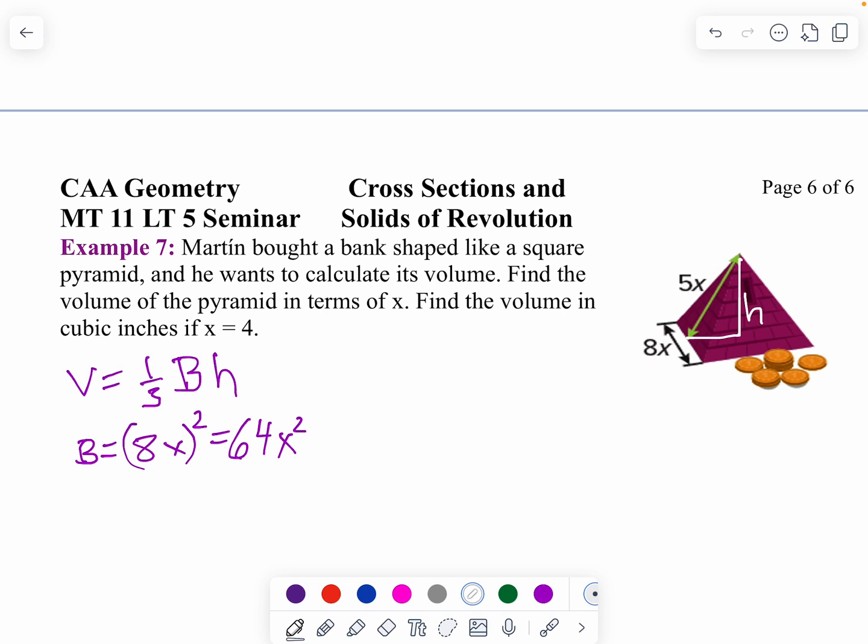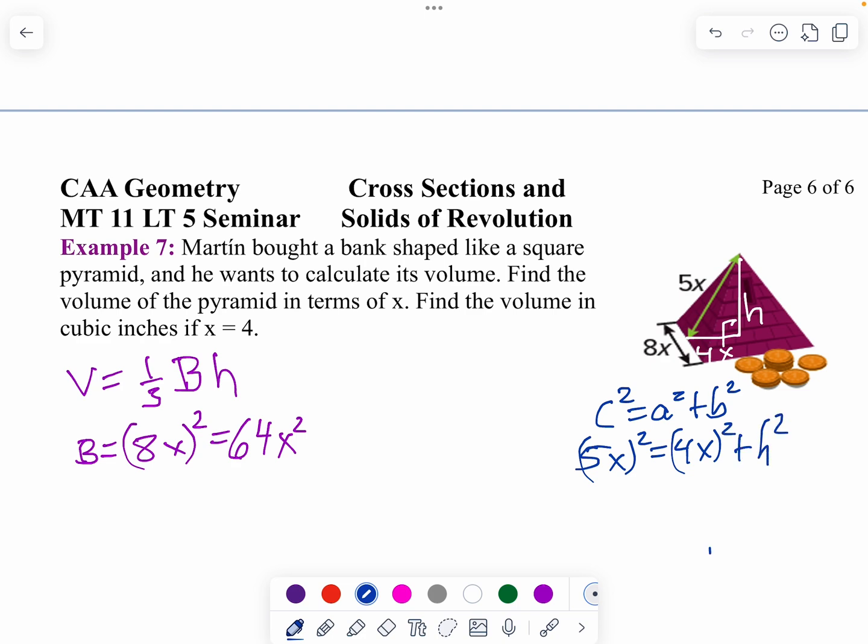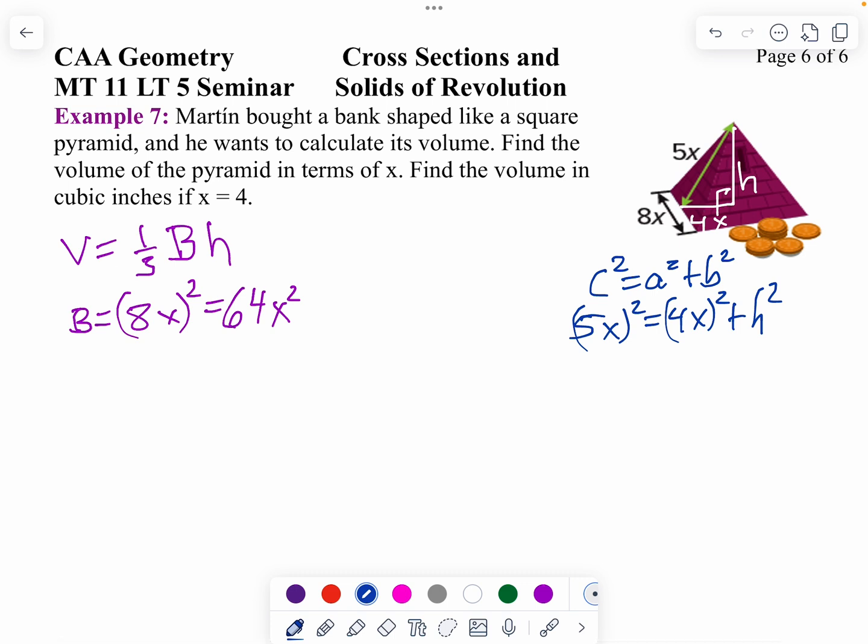Now, if I look at my triangle here I just drew, and I drew in the height at a 90-degree angle. Since it's a square, I know I'm going to go to the center, so it'll give me 4x. And in this case, my hypotenuse is 5x. So c squared equals a squared plus b squared. In this case, I'll get 5x squared equals 4x squared plus h squared. So I really just have to spend most of my time in this problem finding h.